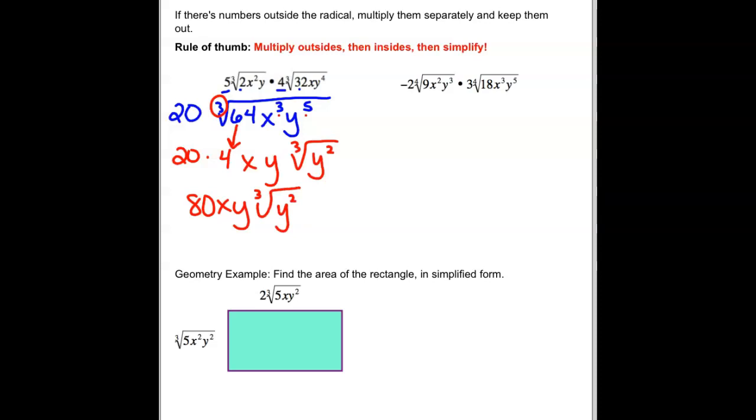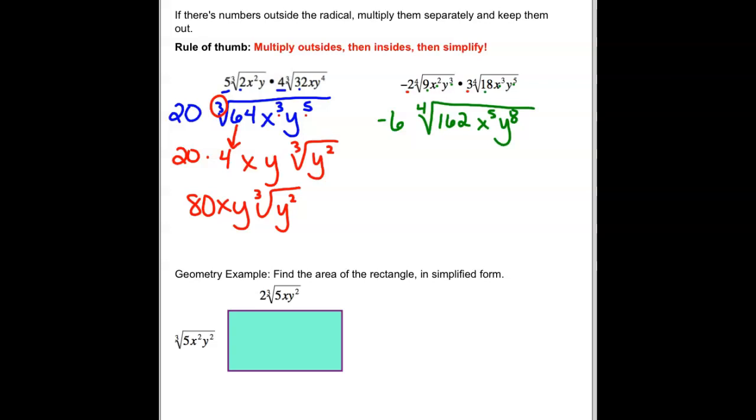All right, our next one. We have negative 2 times 3. Those are both outside my 4th root, so I'm going to put those together as negative 6. Inside my 4th root, I have 9 times 18, which is 162. Our x's, we have 2 and then 3, so we have a total of 5. And our y's, we have 3 and 5 more. We have a total of 8.